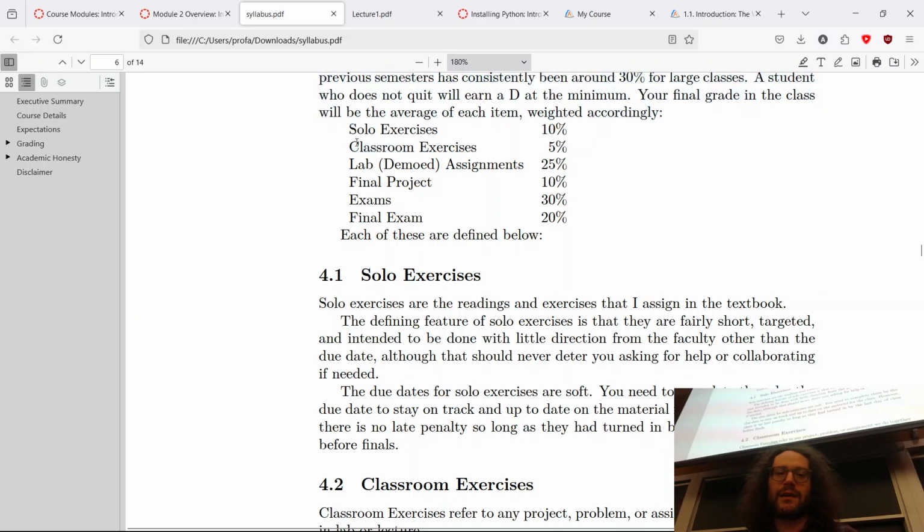done, they get done. Classroom exercises are very similar. They're just like a lot of the exercises we'll do in class as part of the book. If you're not in class that day, watch the lecture recording and make it up.